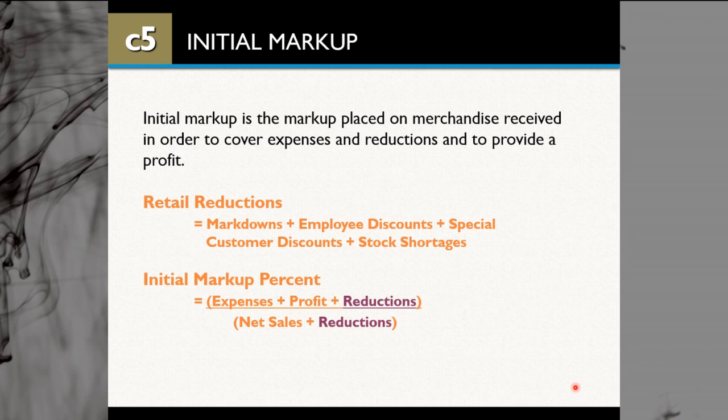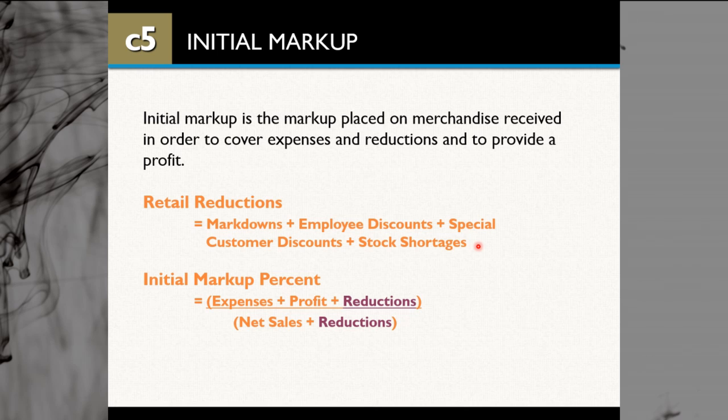And for your plan, you have to consider all possible expenses and your planned profit, planned reduction, and planned sales. And here's how you can calculate your planned reduction. That's gonna be part of the component to calculate your initial markup. Your retail reduction is gonna be markdowns plus employee discounts plus special customer discounts plus stock shortages. So any decrease in the value of your retail price, you need to consider that as your retail reduction.